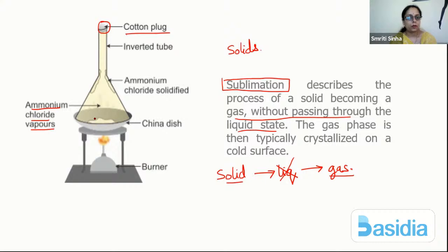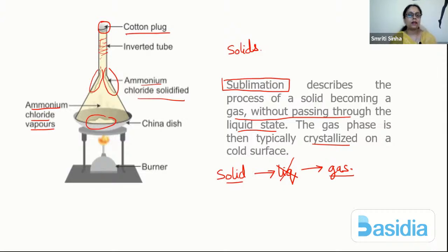Once you start heating it, the solid gets converted to gas, and its vapor is collected at the top of the funnel where it gets condensed. After some time it cools down and crystallizes. So you will get the purified solid on the top of the funnel. In this way, you see here, ammonium chloride has solidified at the cold part of this funnel.